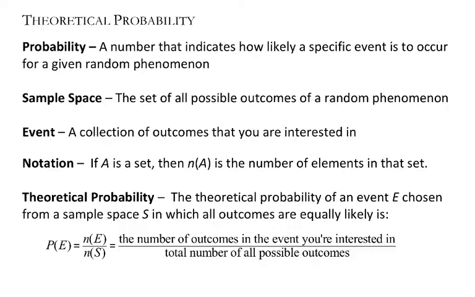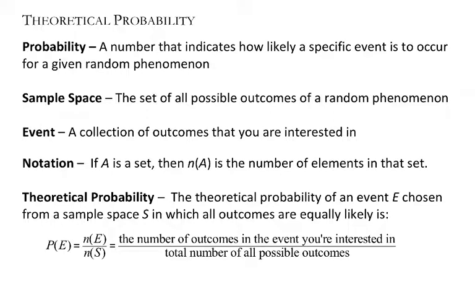First of all, probability is a number that indicates how likely a specific event is to occur for a given random phenomenon. How do you associate a number with an event to indicate how likely that event is to occur? Some other terminology. We talked about sample space. Sample space is the set of all possible outcomes for a given random phenomenon. An event is a collection of outcomes that you are particularly interested in.